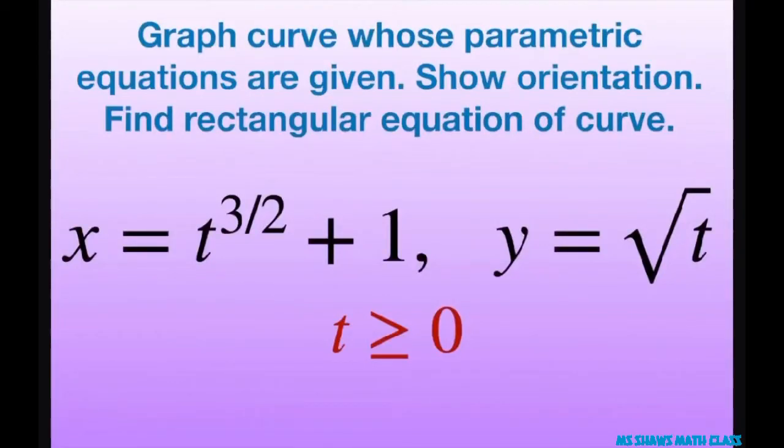Everyone, we're going to graph the curve whose parametric equations are given and show the orientation. We're also going to find the rectangular equation of the curve. We have x equals t to the power 3/2 plus 1 and y equals square root of t, and we want to graph where t is greater than or equal to 0.